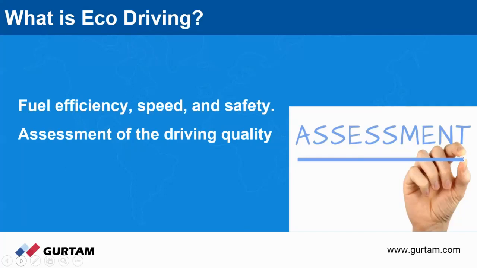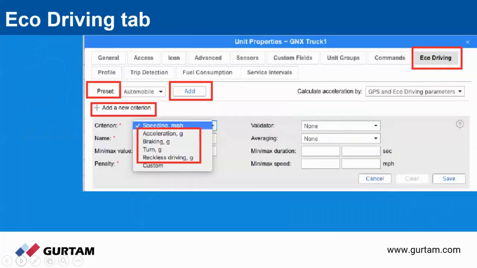So next part, actually going into details of eco-driving key parameters. The most important one, we are starting from eco-driving tab in unit properties. It's where you should indicate the parameters used for penalty scoring. And to add the eco-driving criteria, you can choose one of the two options. Either you can use a preset of one of the available templates, or you can customize your own.